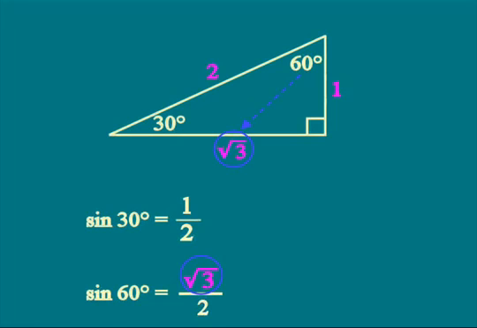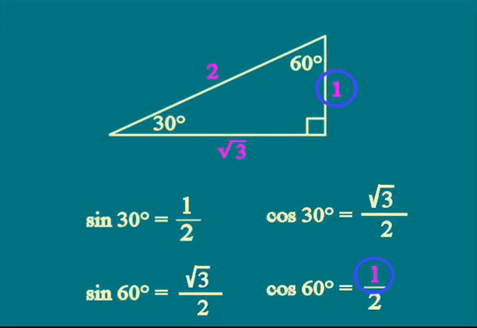Okay, on to the cosines. Cosine is adjacent over hypotenuse. The adjacent side of the 30 degree angle is square root 3. The hypotenuse is 2. That means cosine of 30 degrees equals square root of 3 over 2. The adjacent side of the 60 degree angle is 1. Hypotenuse is 2. That means cosine of 60 degrees is 1 over 2. Here's a summary of our results.